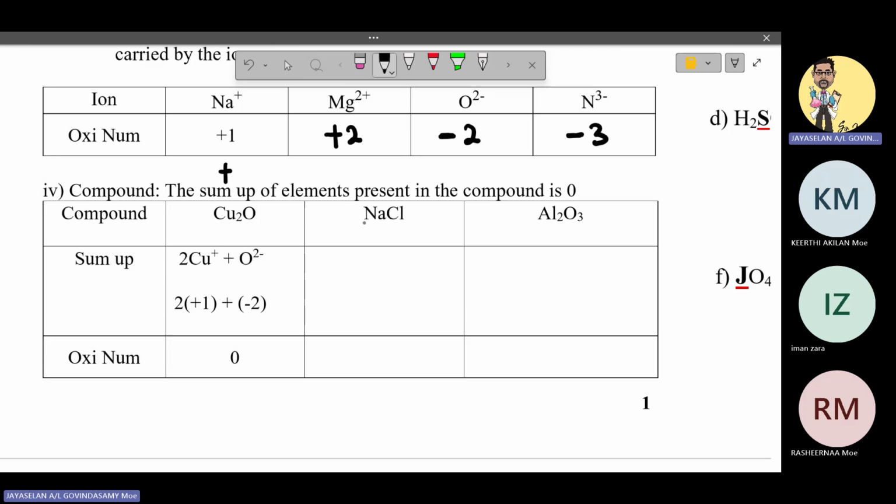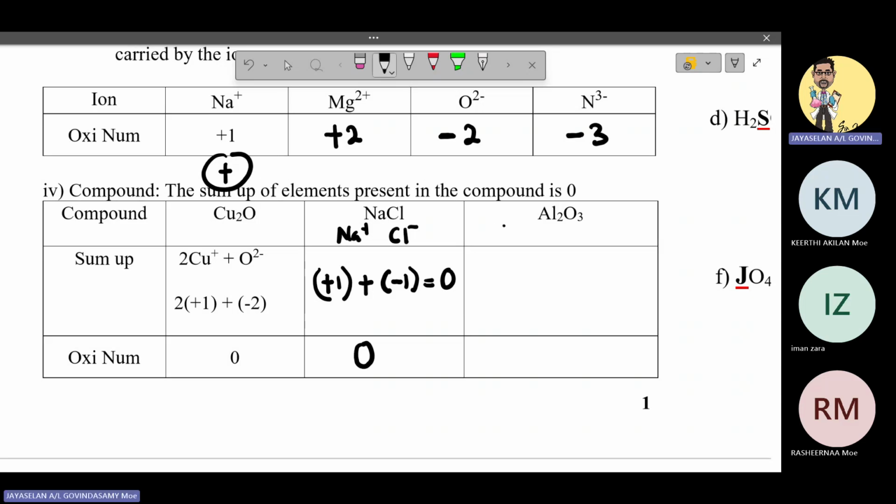Okay, so I do here sodium. We got sodium ion and chloride ion. So sodium ion is positive 1. Okay, chloride is negative 1. When you sum up, you get 0. So you put 0 lah. Any question?